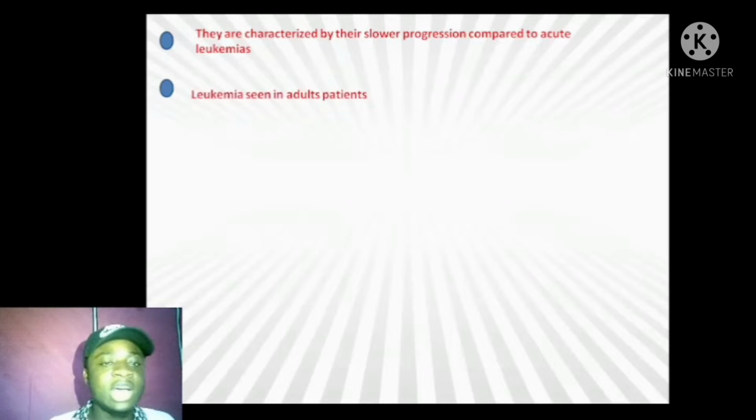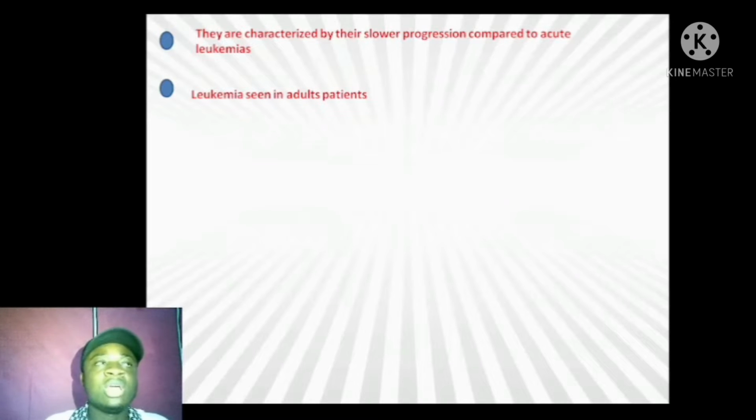Now, chronic leukemia is actually the leukemia seen in adults, and the acute leukemia, of course, is seen in children, especially acute lymphoid leukemia. So always remember that chronic leukemia is the leukemia seen in adults. Very, very important. So if a question comes and you see that the patient is maybe 40 or 50 years old, it must give you a clue that they are talking about chronic leukemia. Very, very important.